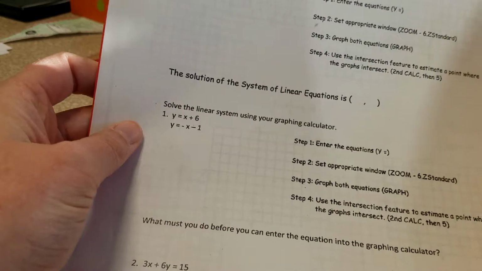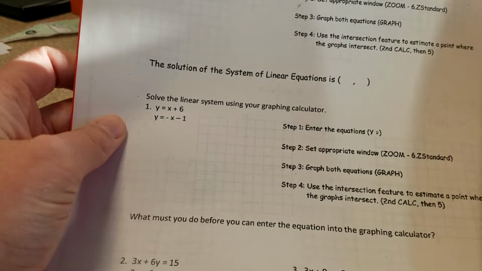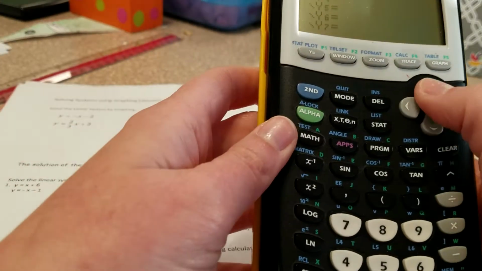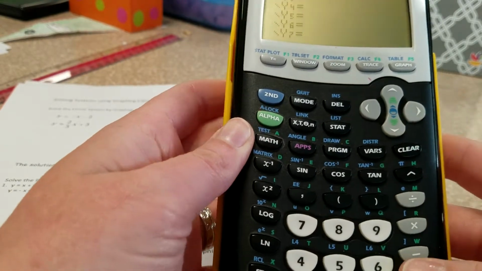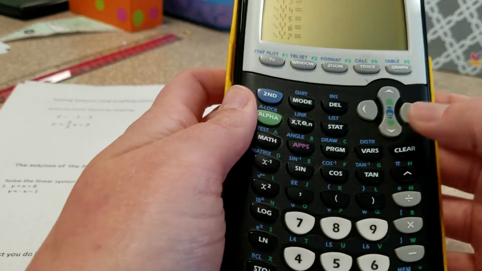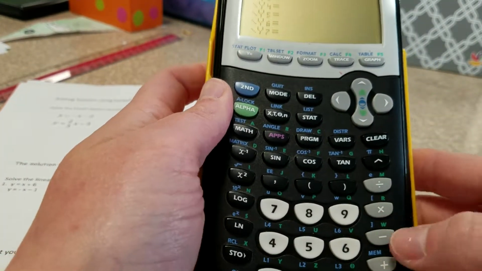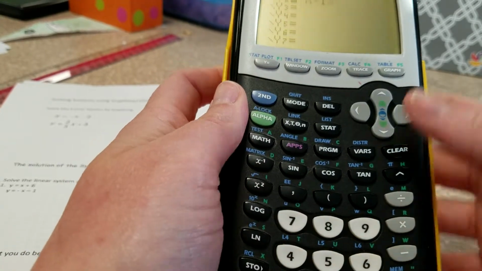So we have y equals x plus 6 and y equals negative x minus 1. So again, I'm just going to go back, hit clear, and then x plus 6. You would have had to clear for this row, so negative x minus 1. I'm going to go ahead and graph these two.